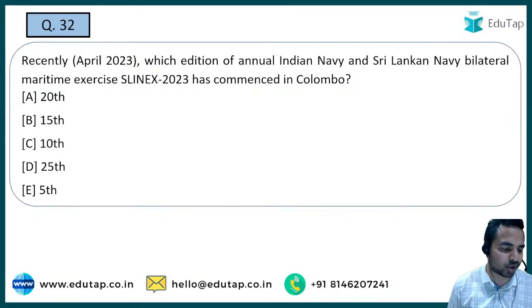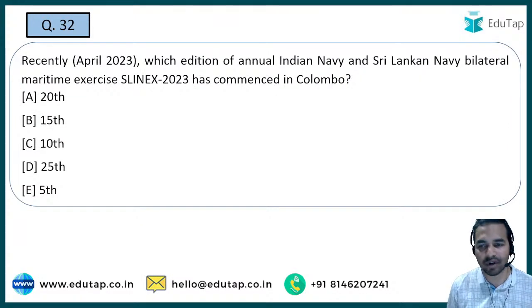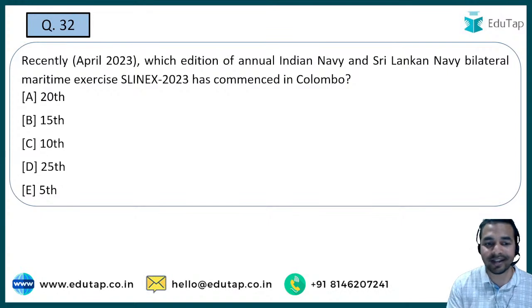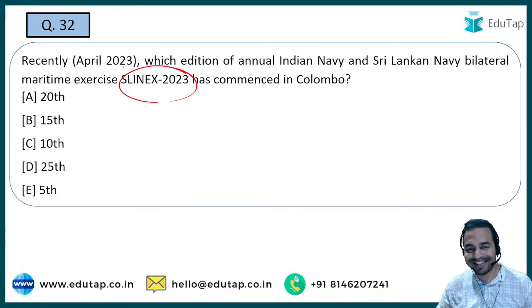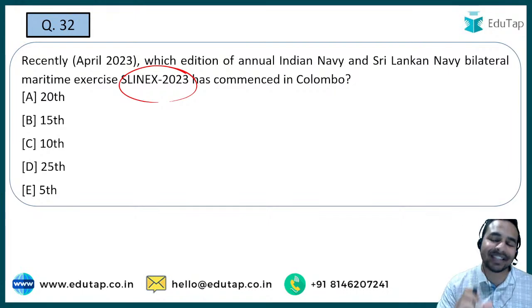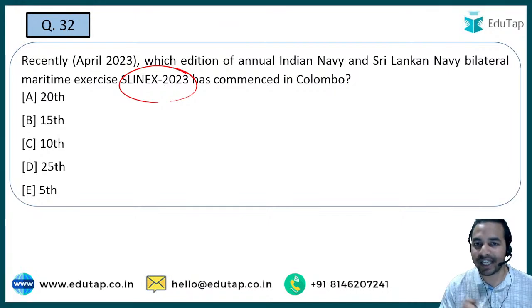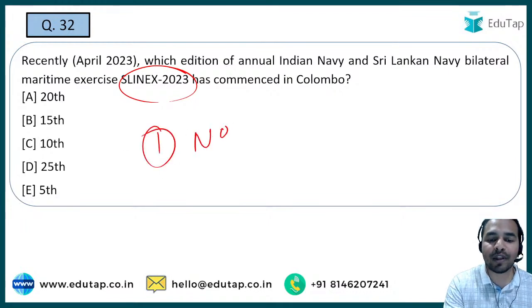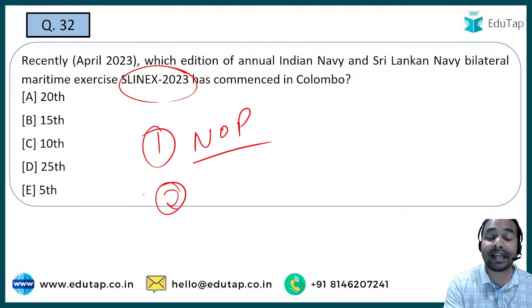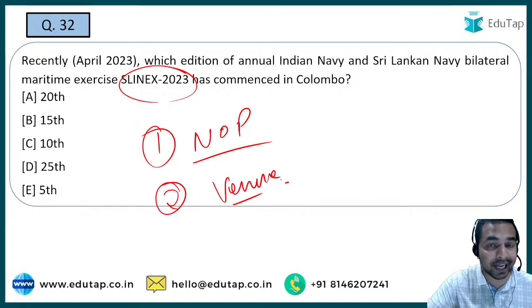Now let's move on to the next question, and this question is from the bilateral maritime exercise, that is SLINEX 2023. And see guys, we always tell you that whenever such a defense exercise takes place, you are required to remember two things: first, the names of the parties involved, and second, the venue of that particular exercise, that is, where exactly that exercise was held.